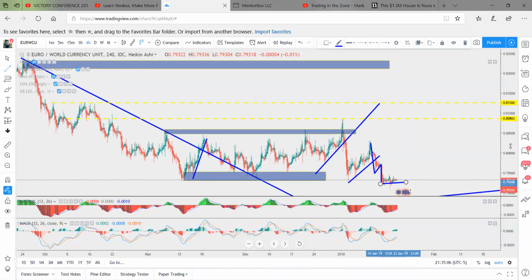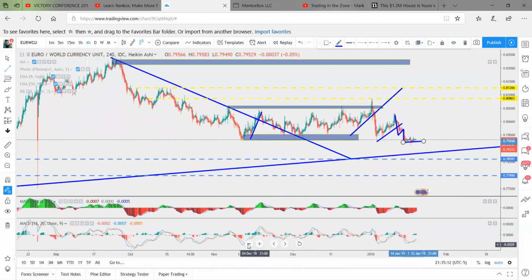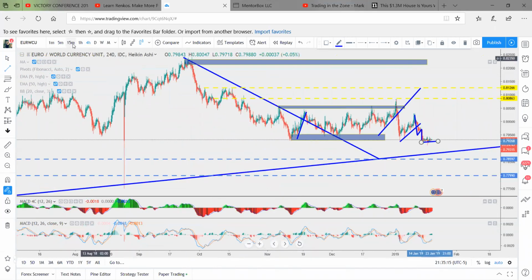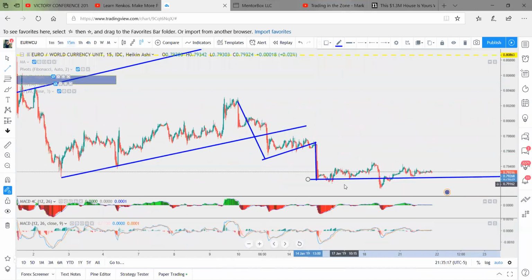If you switch to Heikin Ashi on these, like Grant was showing us the other night, you'll get a smoother look for these on any time frame. So we'll look at it on the 15-minute. Yeah, just waiting for it to break to the downside.